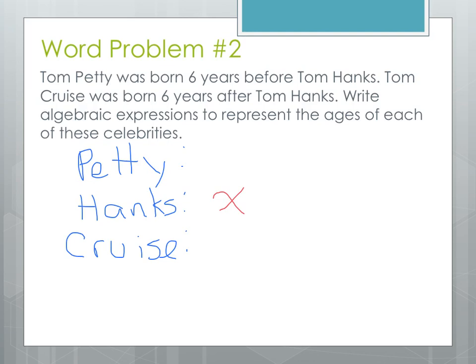So we write Tom Petty's age as Tom Hanks' age, X, plus 6, because he's going to be 6 years older. Now, Tom Cruise was born 6 years after Tom Hanks, so he's going to be younger. That means we have to subtract. So we start with Tom Hanks' age, and then we subtract 6 years from that to get Tom Cruise's age.